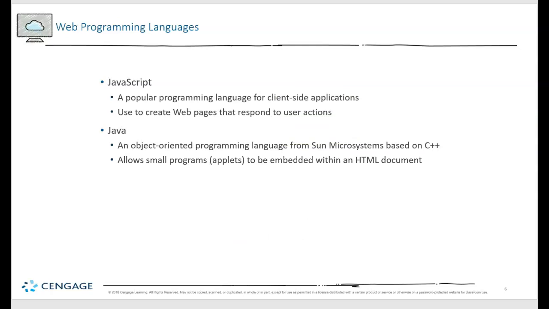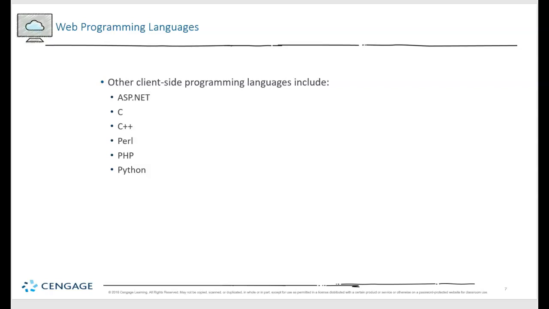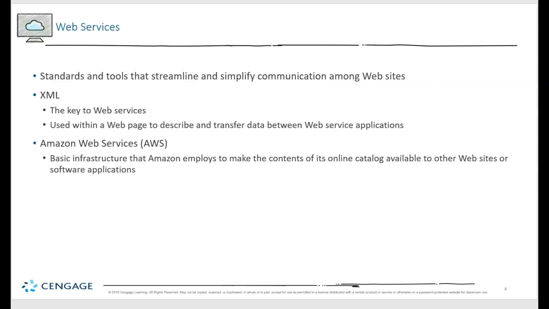Now, there are some web programming languages, JavaScript and Java, that have been around for quite a few years that help create web pages that can be used. But there are several other languages out there that are being used to help develop websites, from ASP.NET all the way to Python. Some of these are easier, some harder to use. The one that's up and coming is probably Python, and probably the one that's falling by the wayside a little bit, maybe PHP.